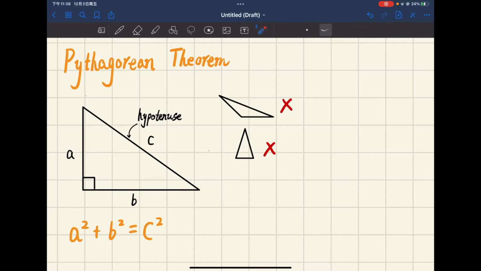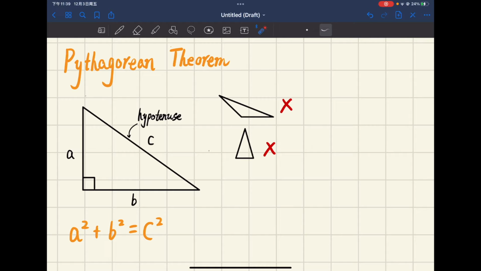In this video, I'm going to introduce the Pythagorean theorem. So the first thing you should know is that this theorem only works for right triangles, which are those triangles with a 90 degree angle. So make sure that you don't use this theorem for any acute or obtuse triangle.